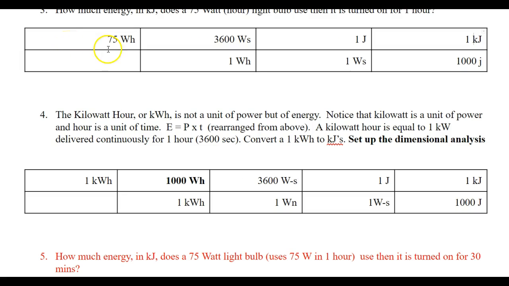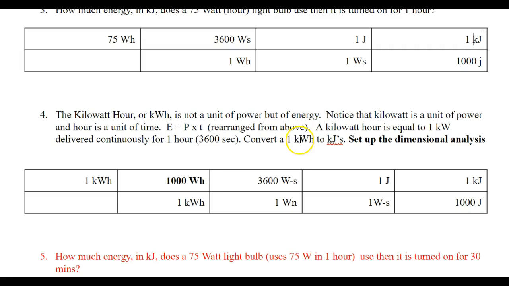Problem number 4. This one says the kilowatt hour is not a unit of power, but of energy. So the kilowatt by itself is a unit of power, and the hour is a unit of time. So again, power, kilowatt, times a unit of time is going to give you energy. So how much energy was used? So the kilowatt hour is equal to 1 kW, okay, which just means, again, that 3,600 seconds.